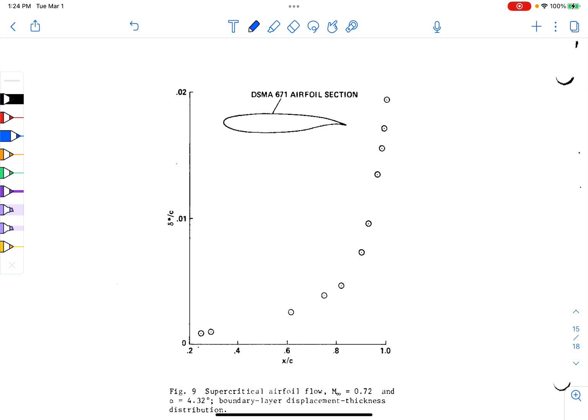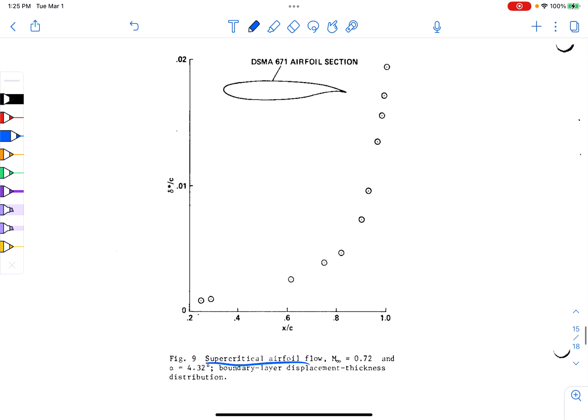Okay, one more flow. This is a transonic supercritical airfoil. Let's just do this last one. These are measurements of displacement thickness with chord. So there's the chord, this is 0 and 1. Angle of attack 4.32 degrees, and Mach 0.72. It's a supercritical airfoil. What's a supercritical airfoil again?